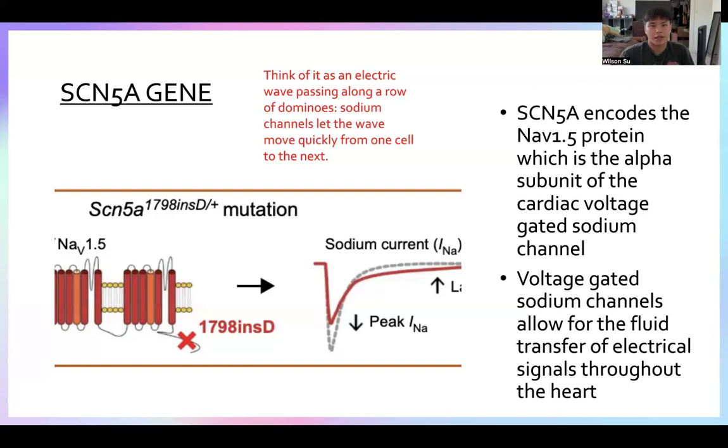Okay. The analogy I found pretty useful for explaining this to people who might not know much about how the heart works is that these voltage-gated sodium channels work like how dominoes fall, right? It all goes in a smooth straight line when you tip one over and then just goes din din din din din. So it's the same thing with the voltage-gated sodium channels.